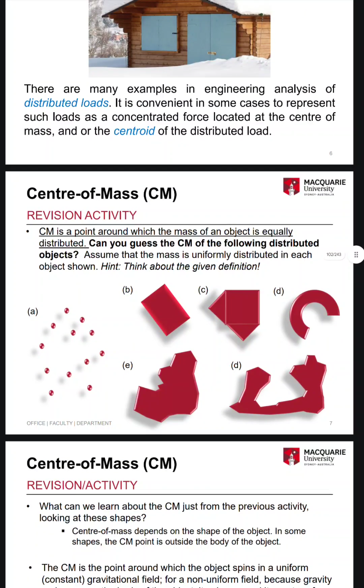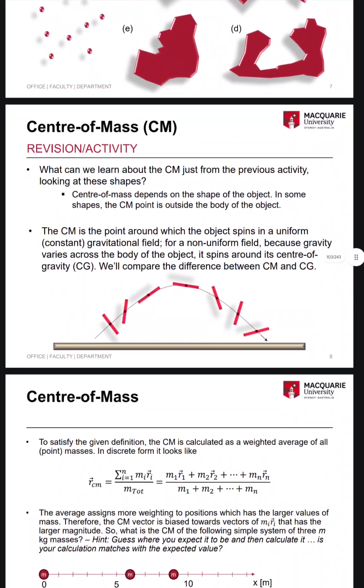Center of mass. Rotation activity. Cm is a point around which the mass of an object is equally distributed. Can you get the Cm of the following distributed objects? Assume that the mass is uniformly distributed in each object shown, and think about the given definition. A, B, C, D, E.